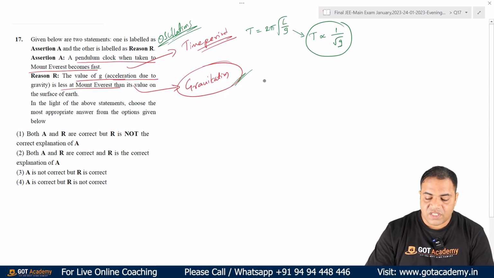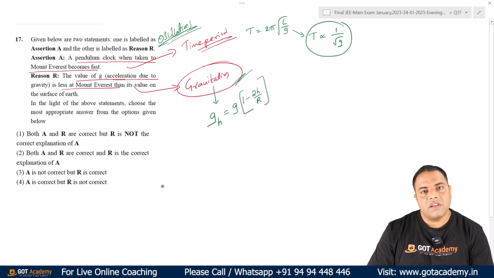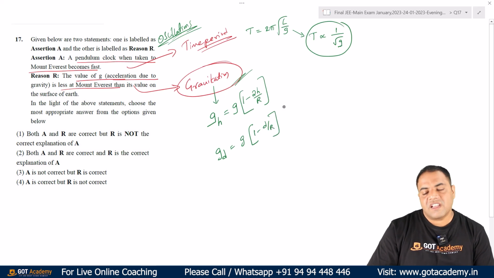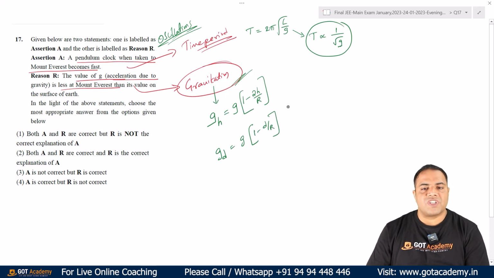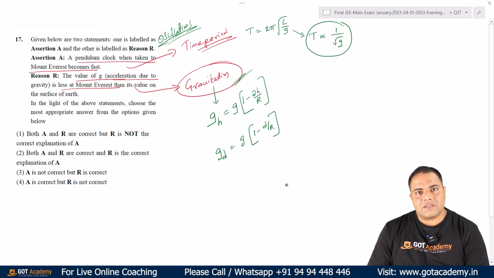So how to find out this G? From this gravitation concept, we have studied that at a height h, it is given by G into 1 minus 2h by r. This is what we have studied at a height h. Whereas at a depth d, we have studied that G into 1 minus d by r. Now these cases I am including here, I am explaining this question. Okay. So better take a screenshot. Now I am going to erase this.